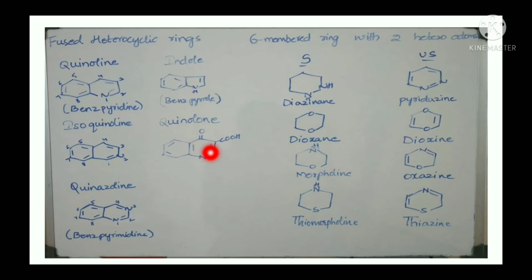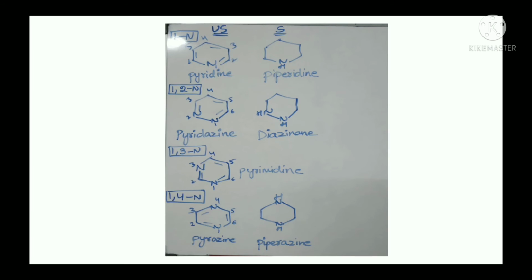And this is indole, which is called benzpyrrole. Like this we have benzimidazole, which means we have another nitrogen in this 5-membered ring. Like that we have benzofuran. Here it is a 6-membered ring with 2 heteroatoms. These are saturated compounds and these are unsaturated compounds. So here you can see unsaturated and saturated.